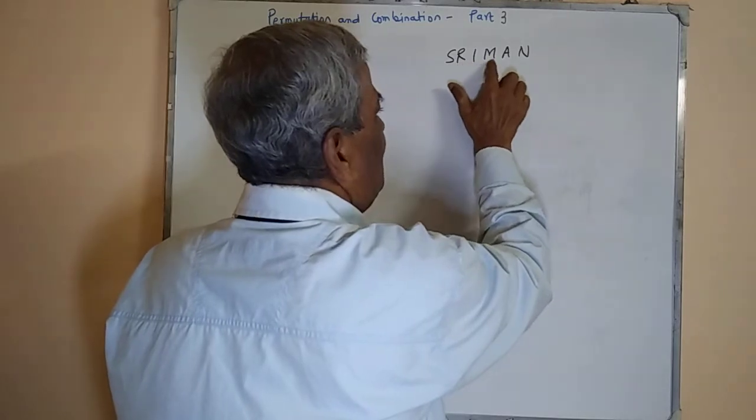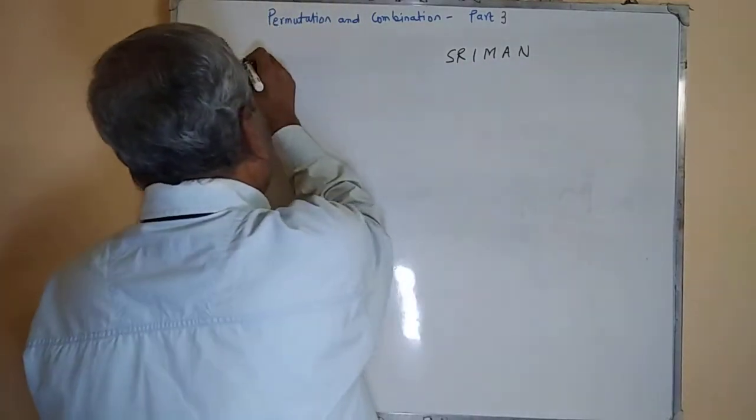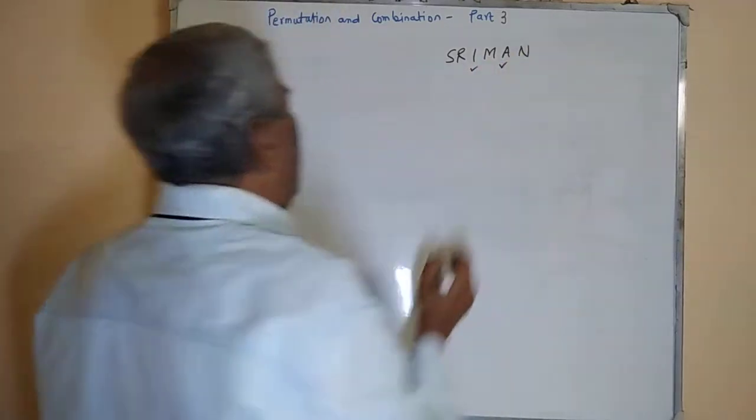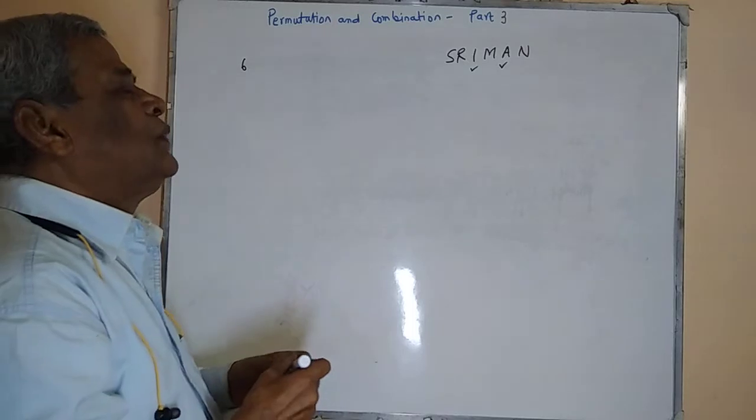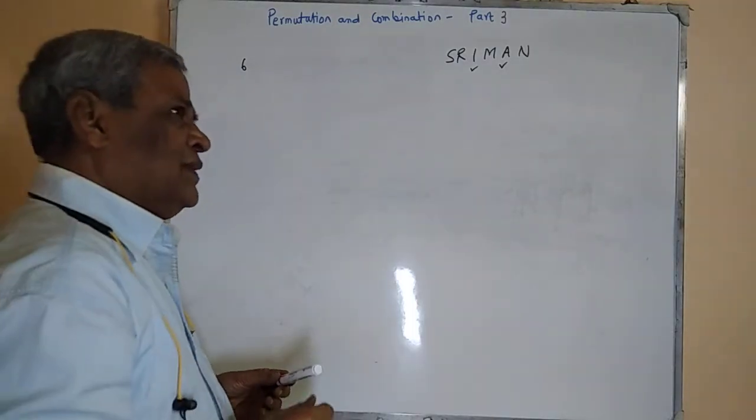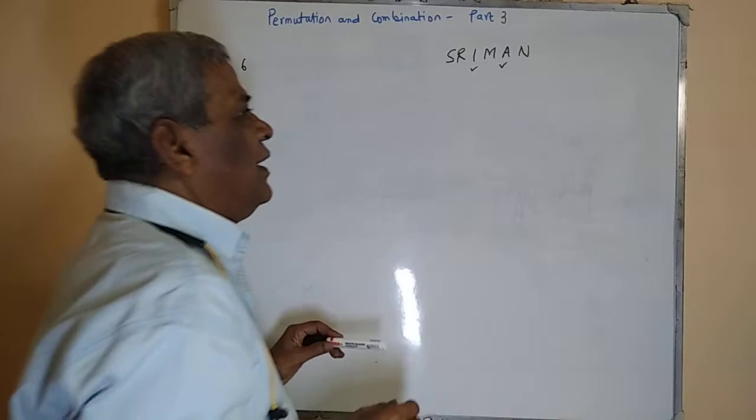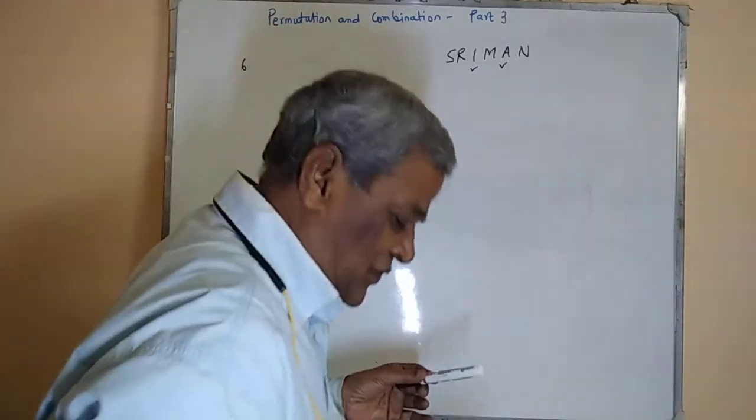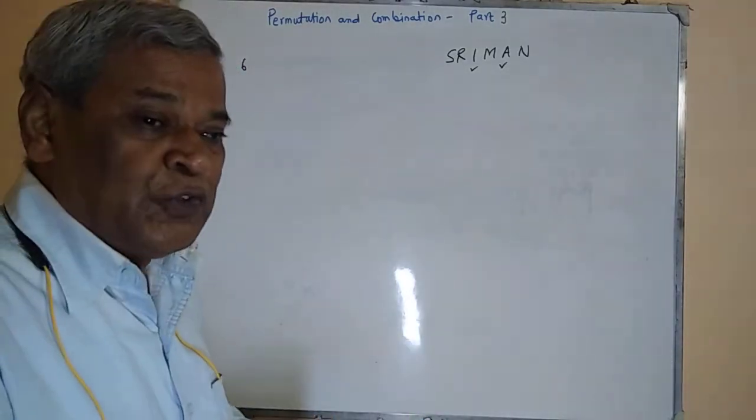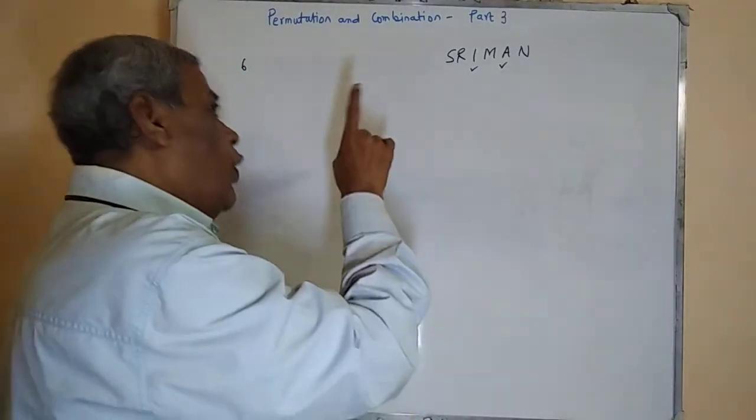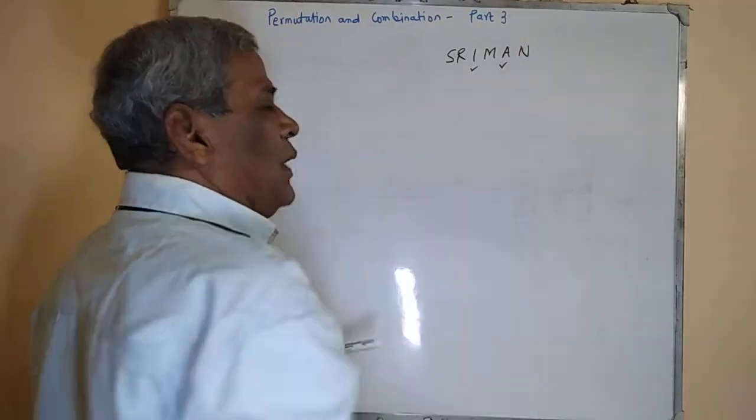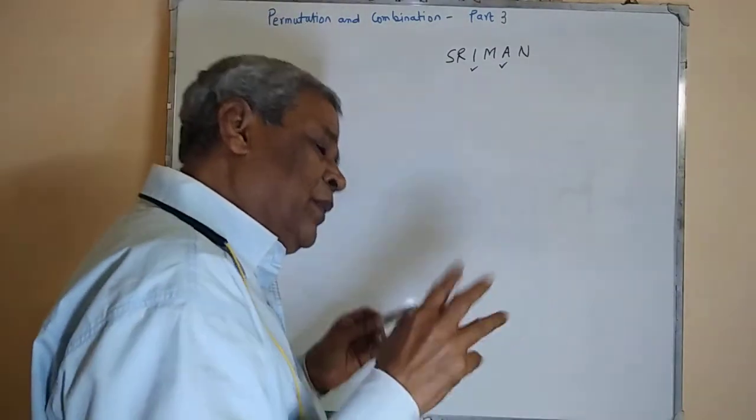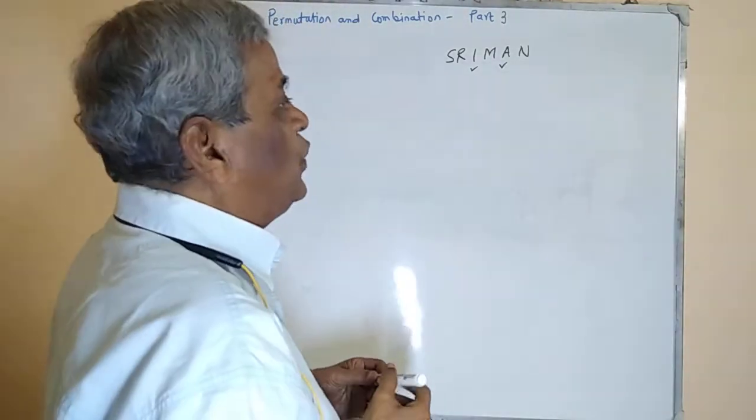Altogether 1, 2, 3, 6 letters are there. Of them, vowels are I and A. So we can solve the problem by using two different methods. Number one, I first find out the possible number of words using all letters of the word Sriman without any restriction, meaning vowels will be together or will not be together and so on.